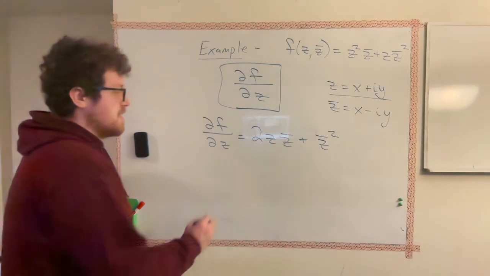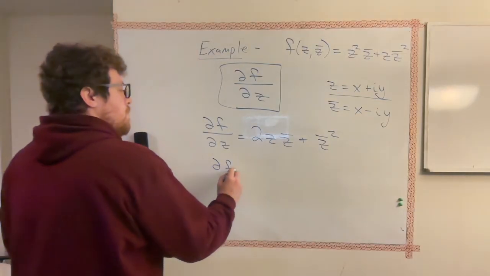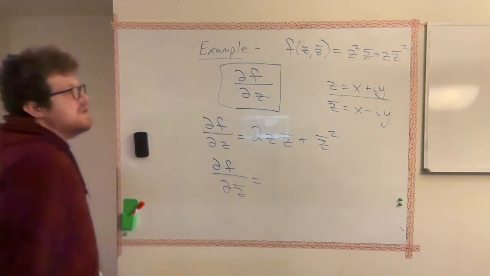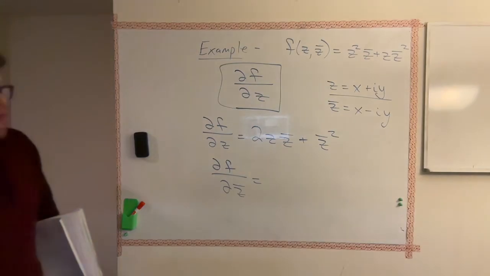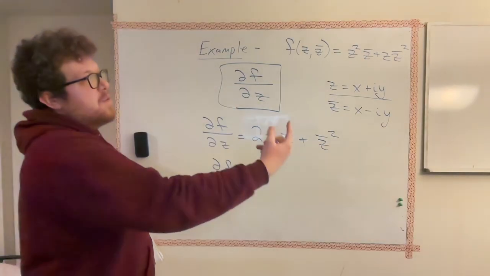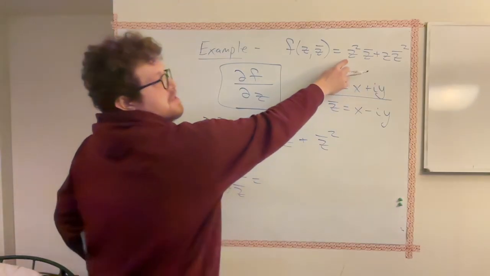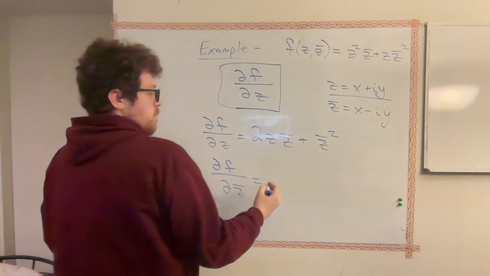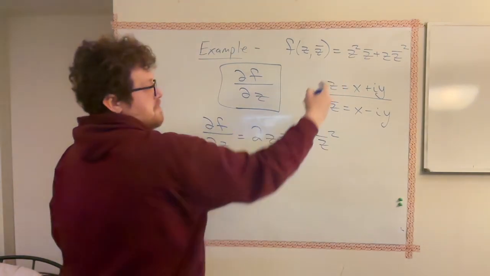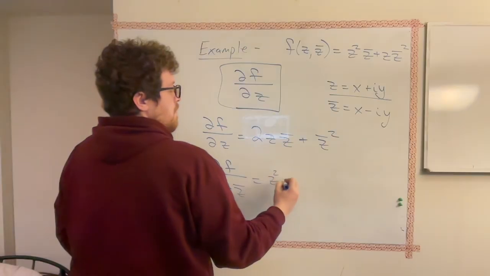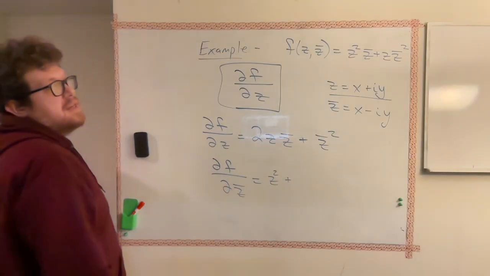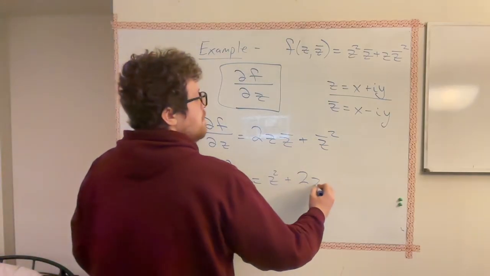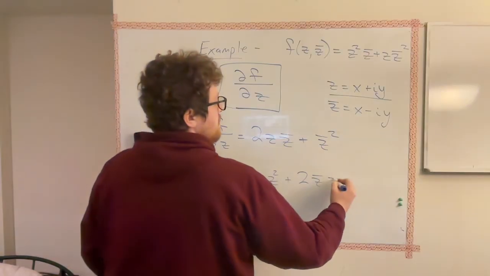Okay, and then we can take the derivative with respect to z bar as well. And it works again the same way. We're just going to pretend that z bar is our variable and z is a constant. So the first thing is just z squared times 1, since the derivative of z bar is 1. And then z bar squared has derivative 2z bar, and then z is a constant.